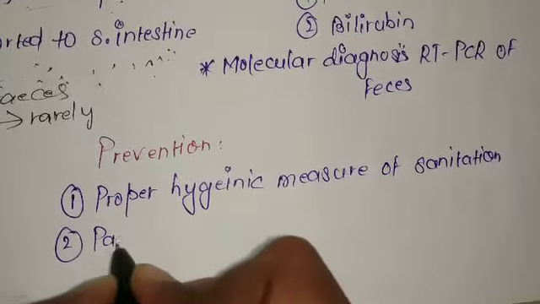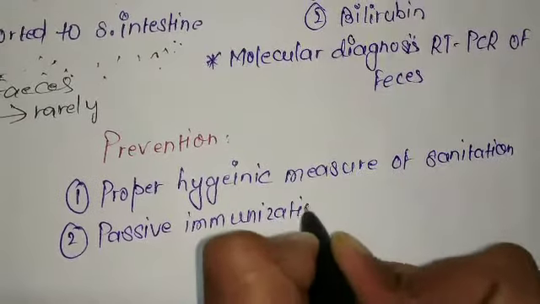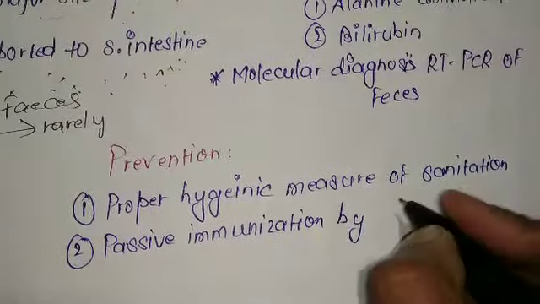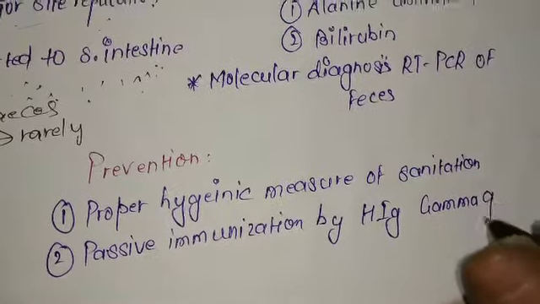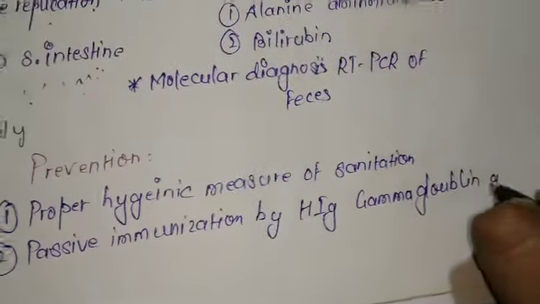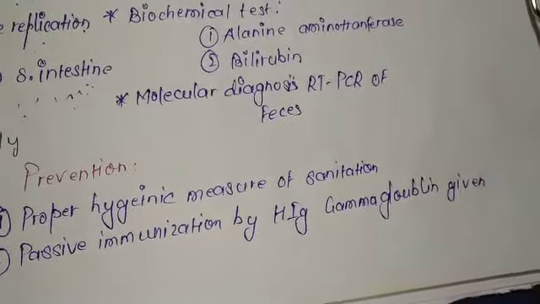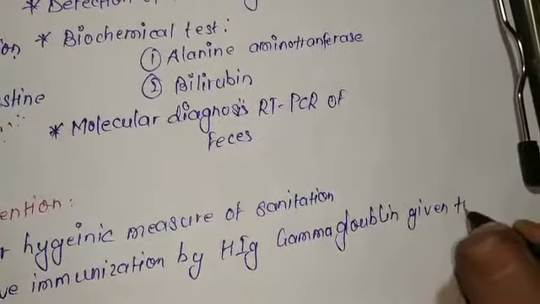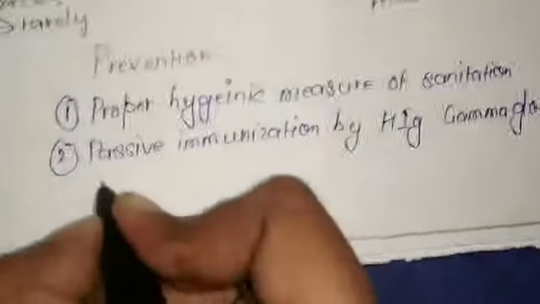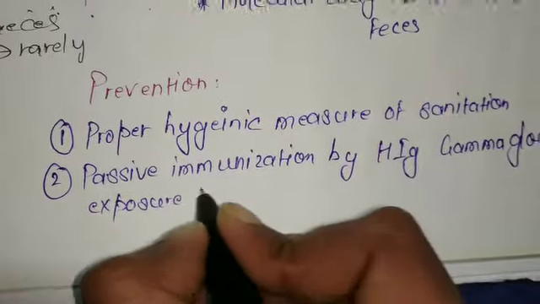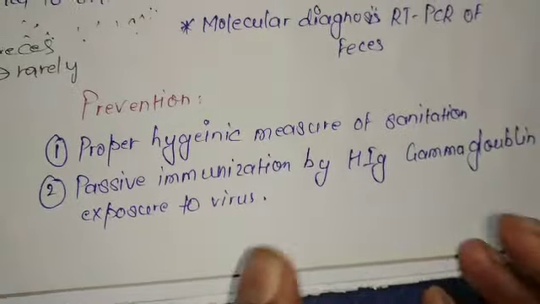Second is passive immunization by HIG, gamma globulin, given before exposure to the virus. Actually, it will prevent or attenuate a clinical illness.